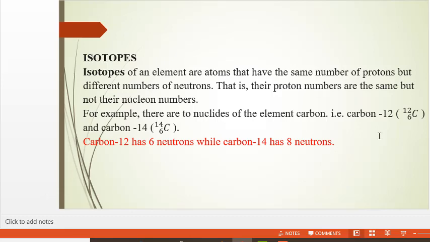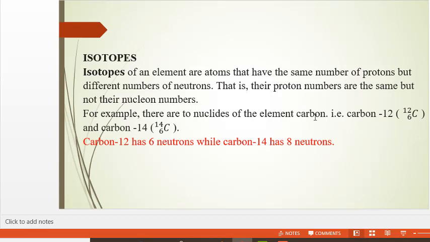So we can look at an example now. Carbon exists in two isotopes. There is carbon 12, given by this nuclide, and also carbon 14, and its nuclide is shown here. As you can see, when we subtract to get the number of neutrons, from 12 we subtract 6, we get 6 neutrons in carbon 12. But for carbon 14, from 14 you subtract 6, you get 8. So carbon 12 has 6 neutrons, while carbon 14 has 8 neutrons. This is the reason why they have different masses.